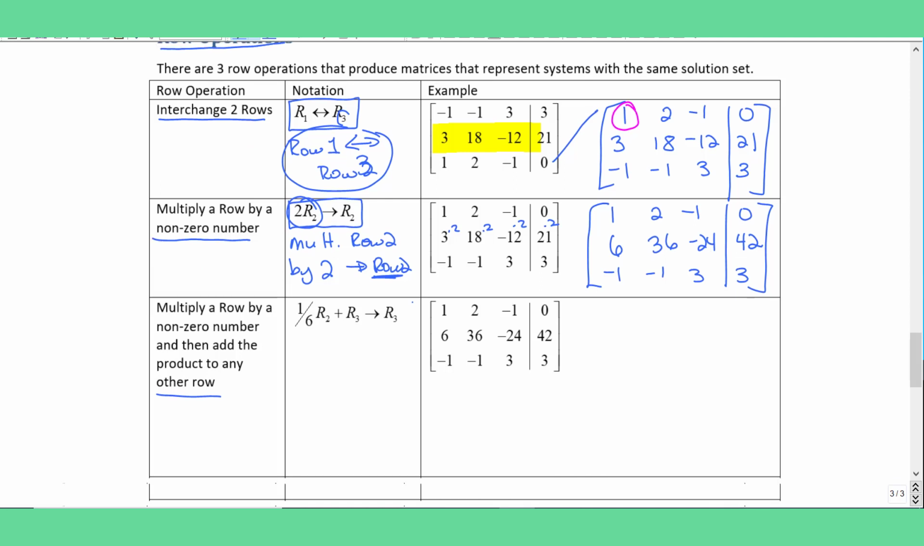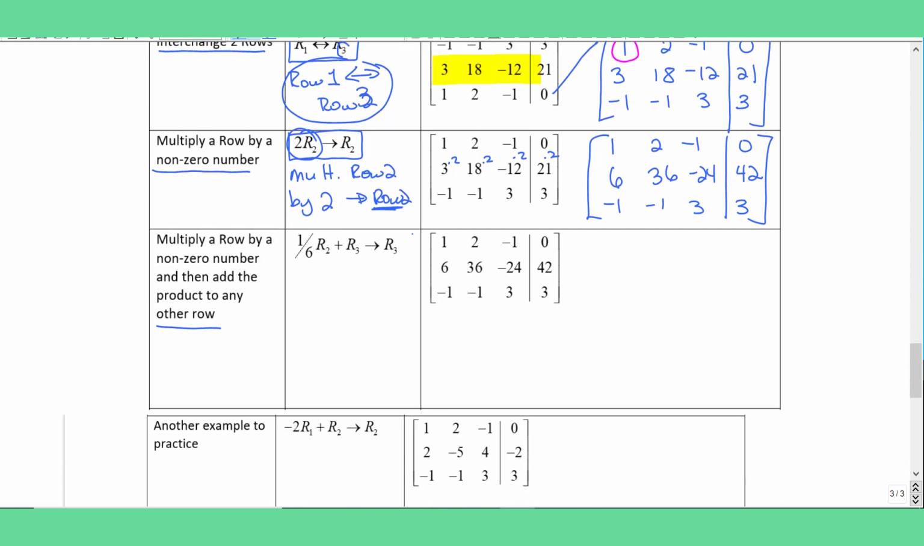Okay, now we're going to look at the more complex one. This says to take row 2 and multiply that times 1/6. And you're going, ugh, fractions. Just hold on. Then we're going to add it to row 3, and we're going to replace row 3. So let's do some work. Let's take row 2 and multiply it by 1/6.